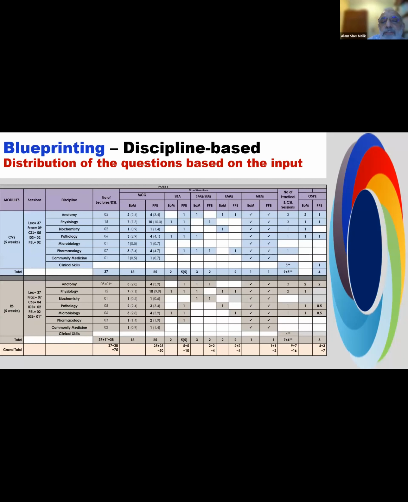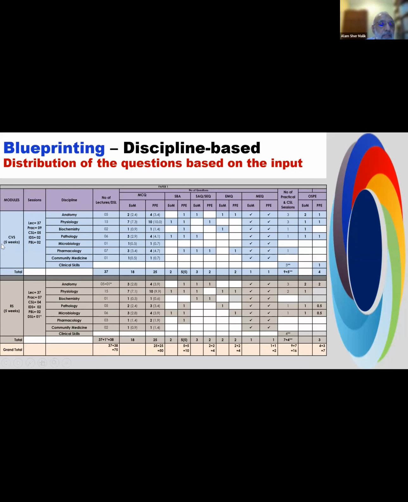Now, here we have modules. Here we have the sessions. Here are the disciplines. And this is the number of lectures or directed self-learning offered by the discipline. And then based on that, we can calculate the number of multiple choice questions or single best answer questions or SAQ or SEQ or extended matching questions or modified essay questions.